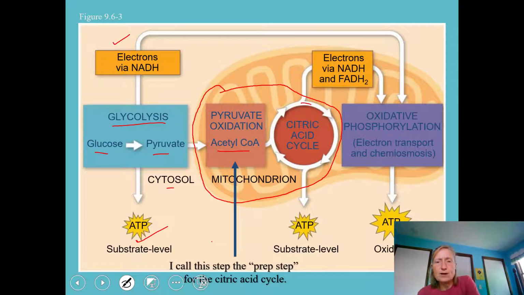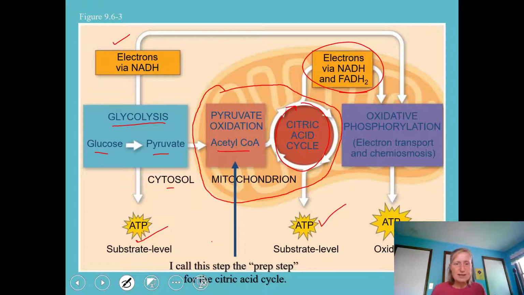And then there are a series of reactions in the citric acid cycle. And during that process, it looks like we make some more ATP by substrate level phosphorylation, and we make a lot of these electron carriers or shuttlers of NADH and FADH2. And it looks like they're going to be used later in oxidative phosphorylation to make a lot of ATP.